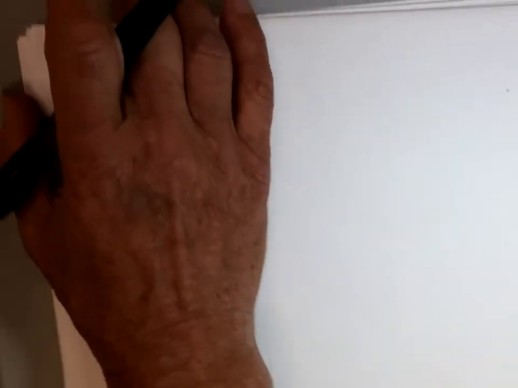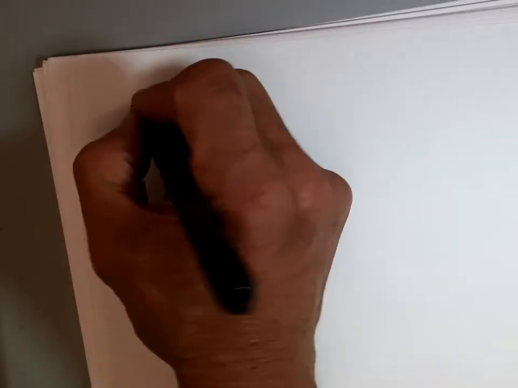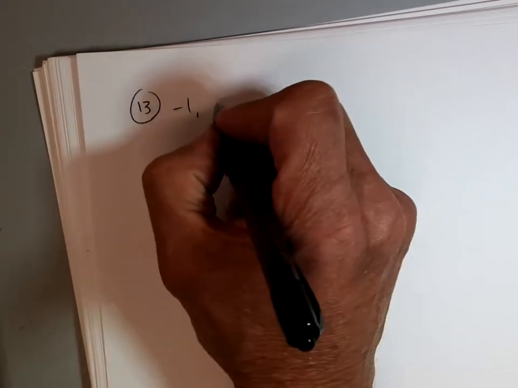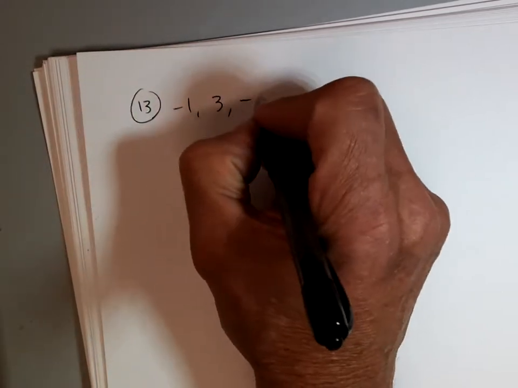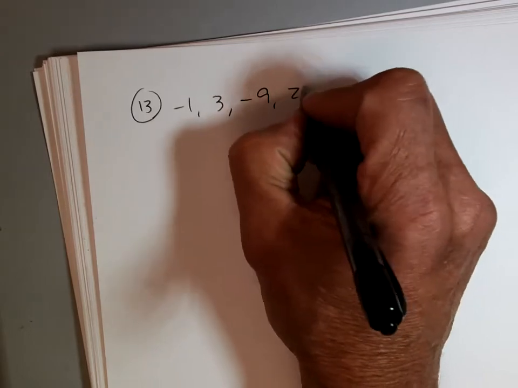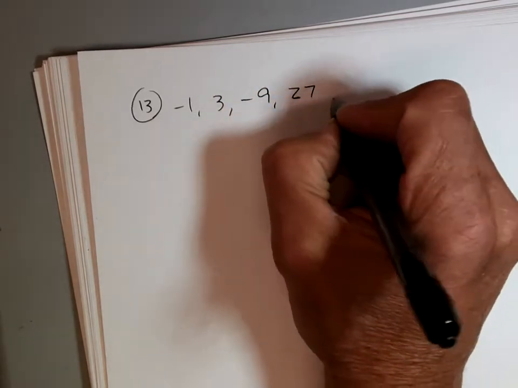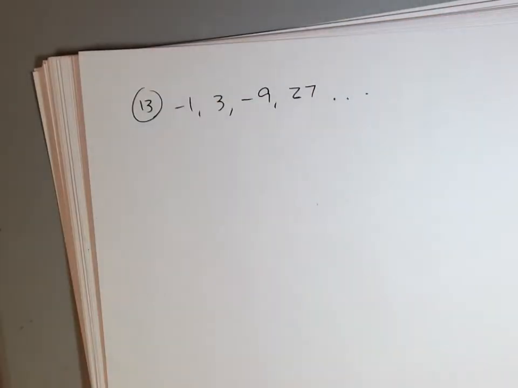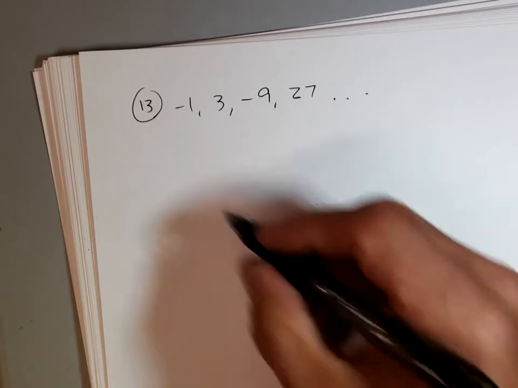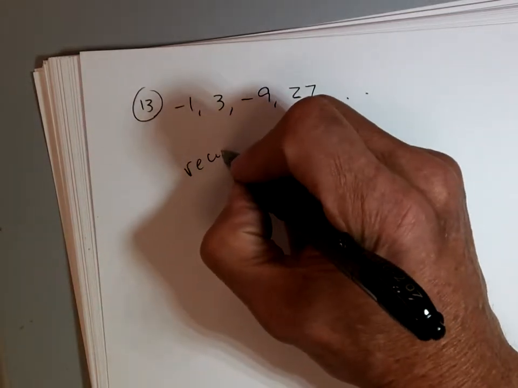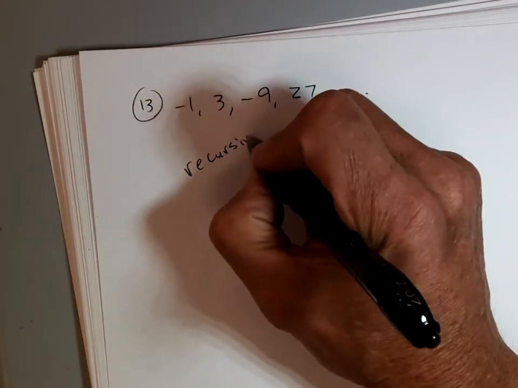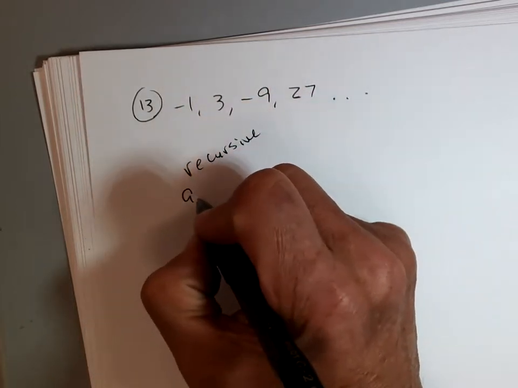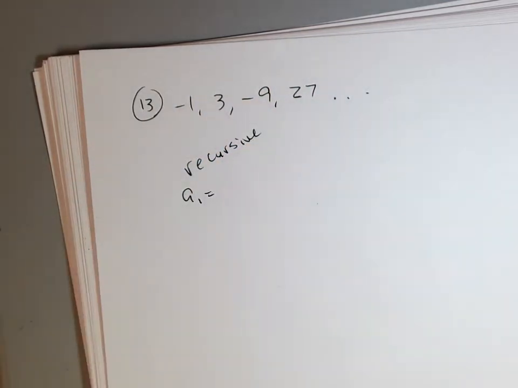Okay, number 13. Here comes that darn recursive stuff. Is it geometric? Yes, and it would be -3. So when you do recursive, you absolutely have to say what A1 is. Most important thing, if you're going to do recursive, you've got to say where you're going to start.